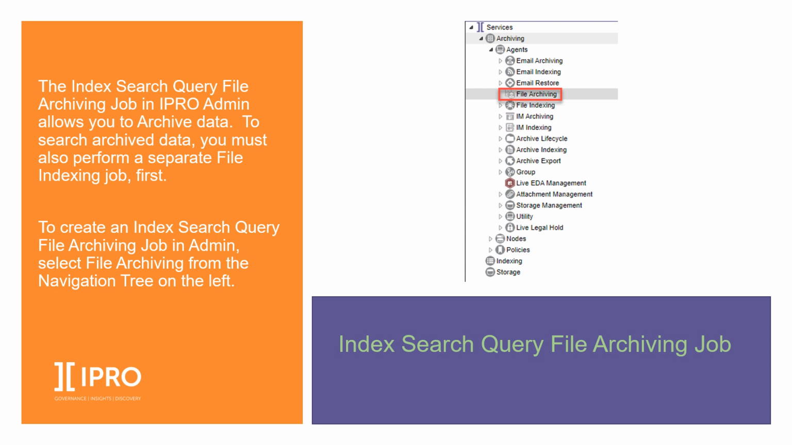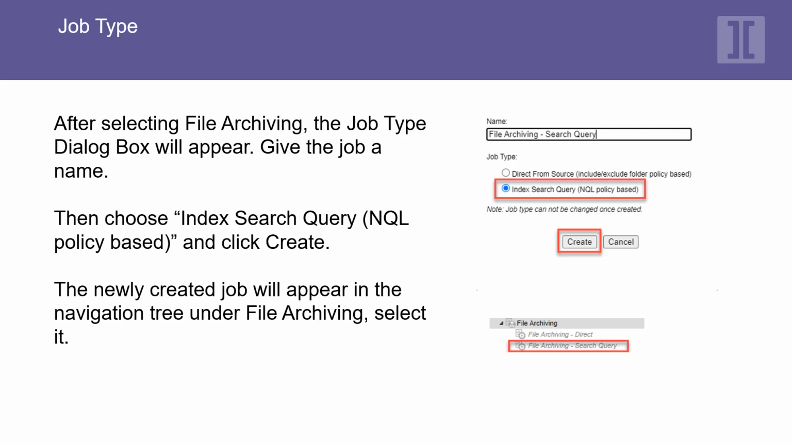on the left-hand side. After selecting File Archiving, the Job Type dialog box automatically pops up. Thereafter, you can give your job a name. Then, choose Index Search Query and click Create. The newly created job will appear in the navigation tree on the left under File Archiving. Select the job to open it up.